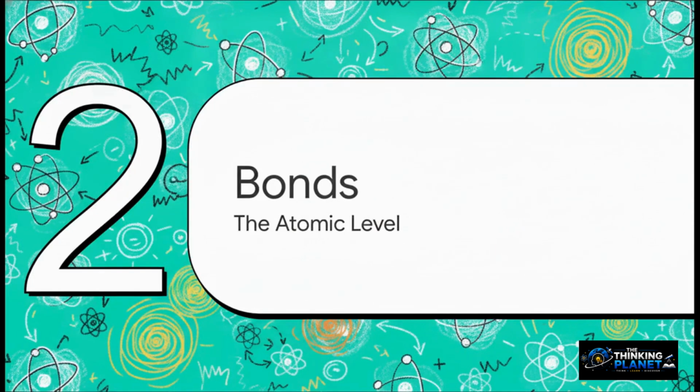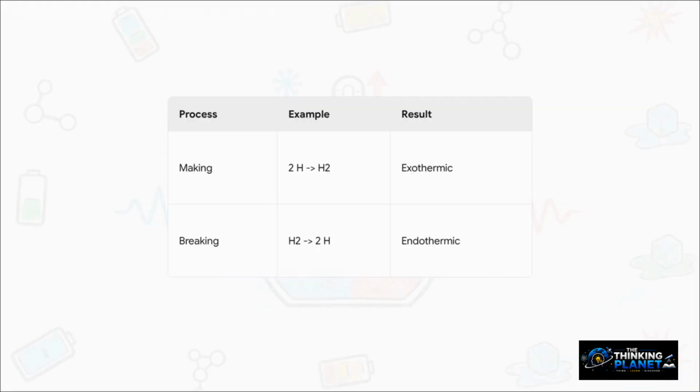Moving on to Section 2. Bond breaking and making. The atomic level. All right, let's zoom away from everyday objects down to the microscopic level. What is actually happening to the atoms to cause these massive energy shifts? Well, I always like to teach this by looking at isolated atoms. Picture 2 single hydrogen atoms floating around. On their own, they're super highly energetic. They've just got all this excess energy. But nature is kind of lazy. It prefers stability. So when those 2 hydrogen atoms finally come together and make a bond to form an H2 molecule, they drop down to a much lower relaxed energy state.